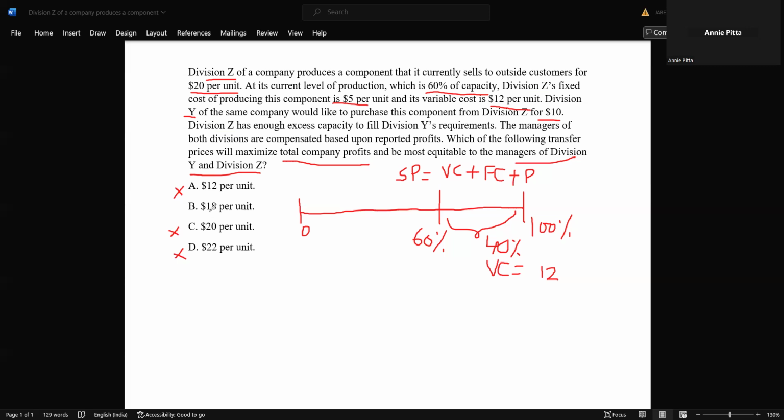$18 is beneficial for division Z as well because they are incurring only $12, so the extra $6 will give them profit. Y is also benefited because instead of spending $20, they would now be spending only $18. Both the departments are benefited, and that is the benefit of the entire company. So the total company will be benefited if the transfer price is $18 per unit. Okay. I hope this explanation is clear to understand.